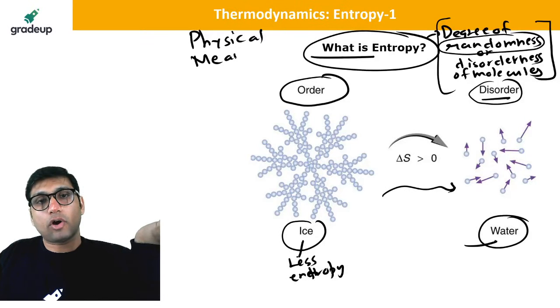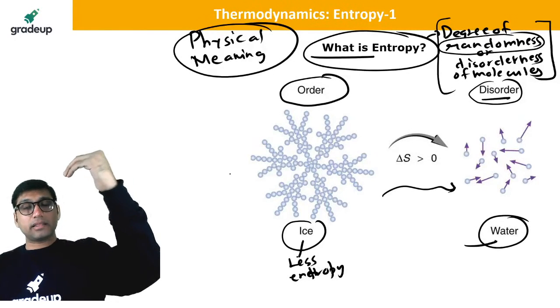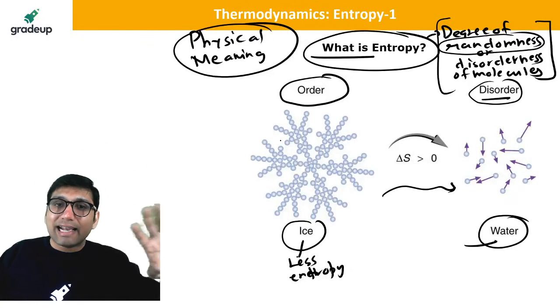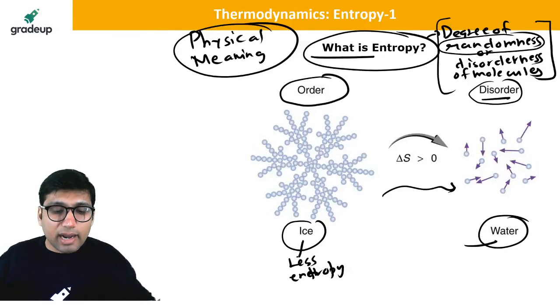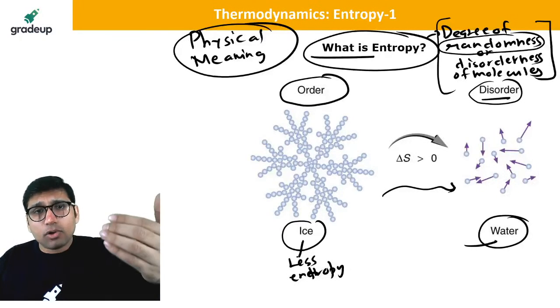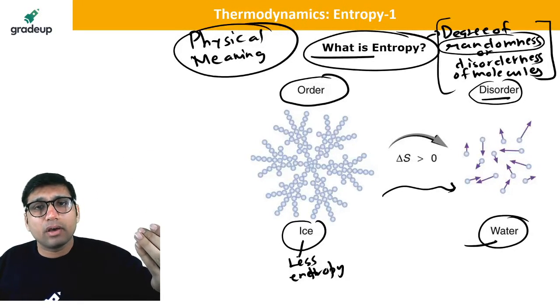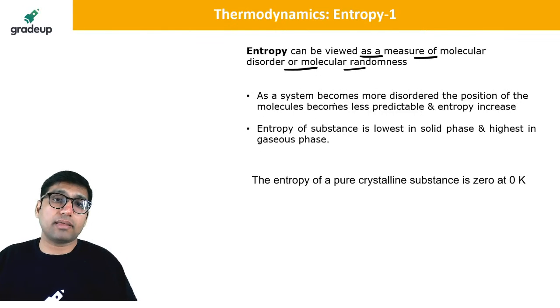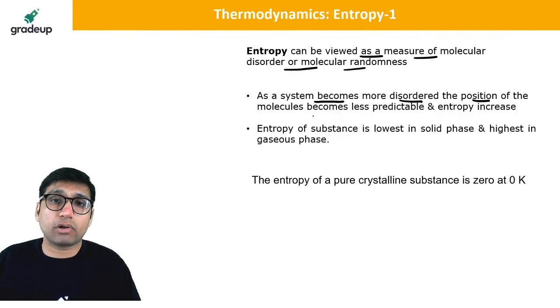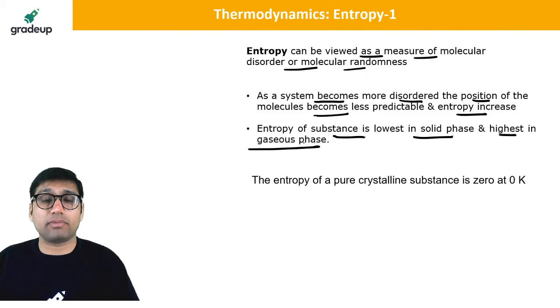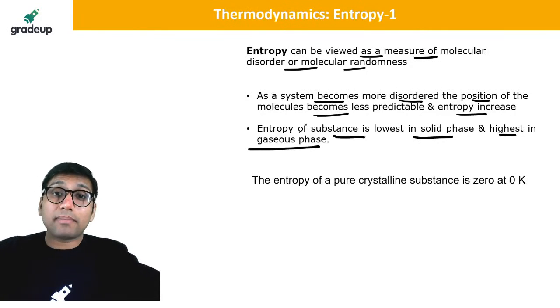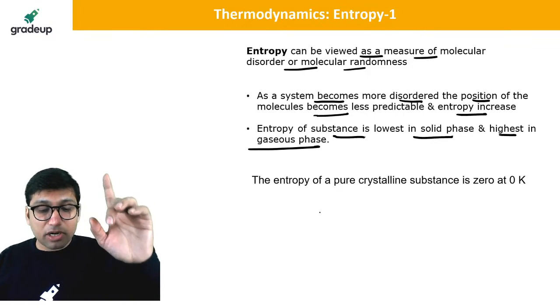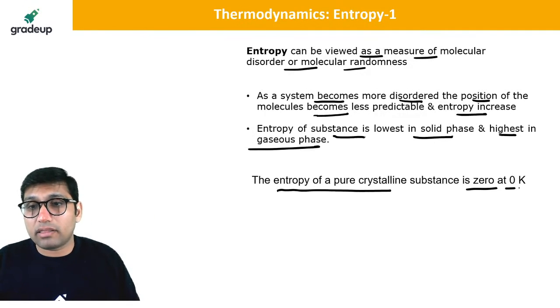Physical significance of entropy is that entropy is defined as degree of randomness and disorderedness. More is the randomness, like gases have more randomness. Solid अगर आपका है, solid के molecules move नहीं करेंगे, they will not move. But gas molecules are always in random motion, right? So gases will be having more entropy. So entropy can be viewed as a measure of degree of disorderedness or randomness. As a molecular system becomes more disordered, the position of the molecules becomes less predictable and entropy will increase. Entropy of a substance is lowest in the solid phase and highest in the gaseous phase. Why? Because gases will be having more randomness, more entropy. Okay. Now a very important point: the entropy of a pure crystalline substance is 0 at 0 Kelvin. This statement you get from the third law of thermodynamics.